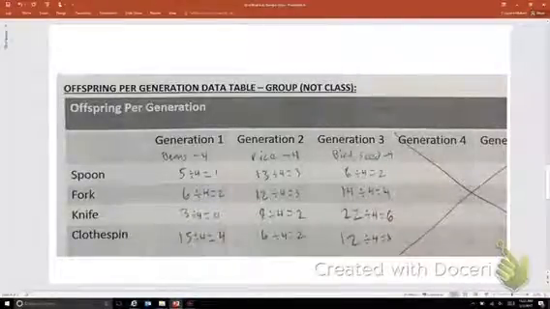This chart is the chart where we calculated our number of offspring. At the top it says group data, not class, but we actually did use the class data to try to prevent including any experimental errors or experimental bias. After looking at our data, the class data was more fit and actually had better results. And so here we have our class data.